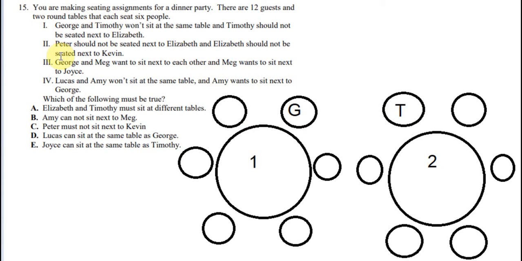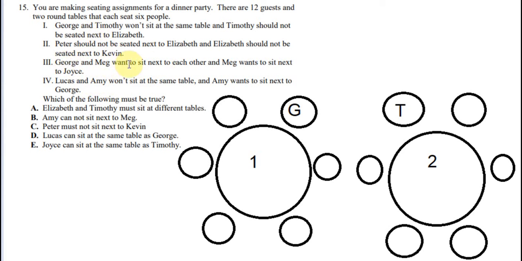So the next one, Peter should not be sitting next to Elizabeth. Elizabeth should not be sitting next to Kevin. So Peter is separated from Elizabeth, and Elizabeth is separated from Kevin.